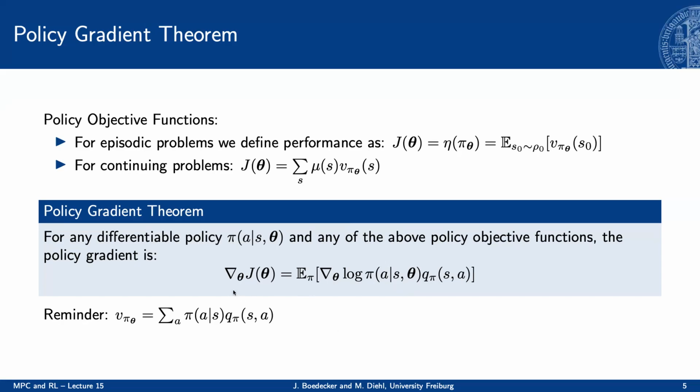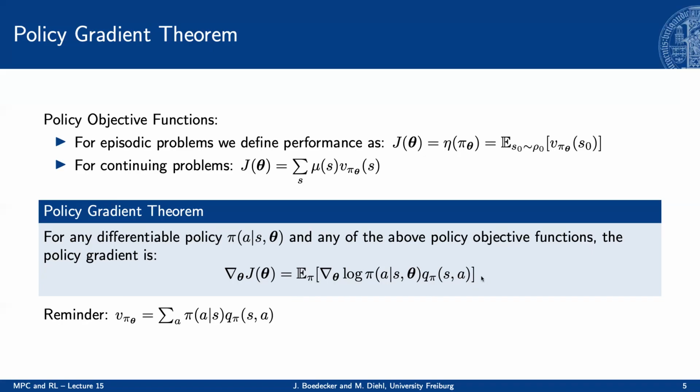then the gradient of this objective function with respect to the policy parameters is defined as the expectation as induced by our policy, the pi, right, of the gradient of the log policy times our Q value. Again, dependent on the policy here.